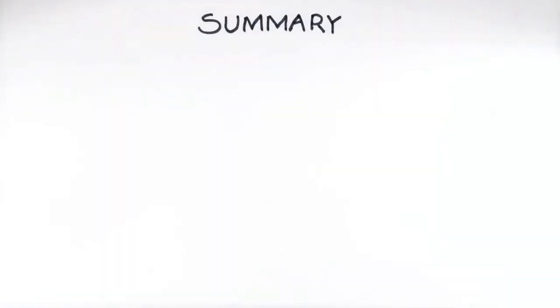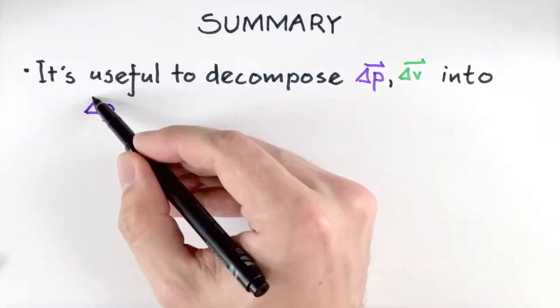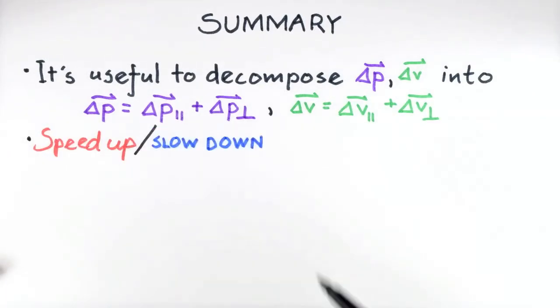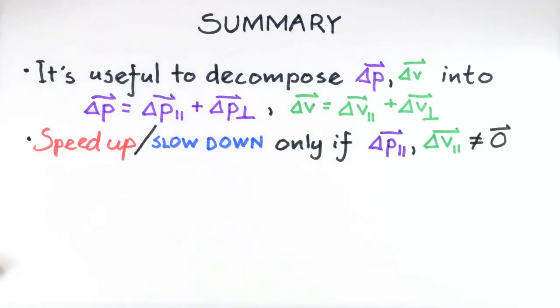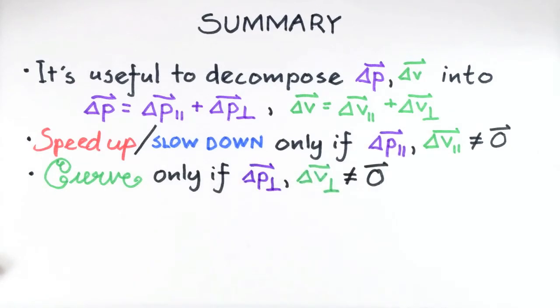So let's conclude this lecture by summarizing. It's useful to decompose changes in the momentum, or equivalently, changes in the velocity, along a direction parallel to the object's original motion and a direction perpendicular to that. The object can speed up or slow down only if there are changes along the parallel direction. That is, delta p or delta v are non-zero along the parallel direction. The object's path can curve only if there are changes along the perpendicular direction. That is, delta p or equivalently delta v are non-zero along the perpendicular direction.